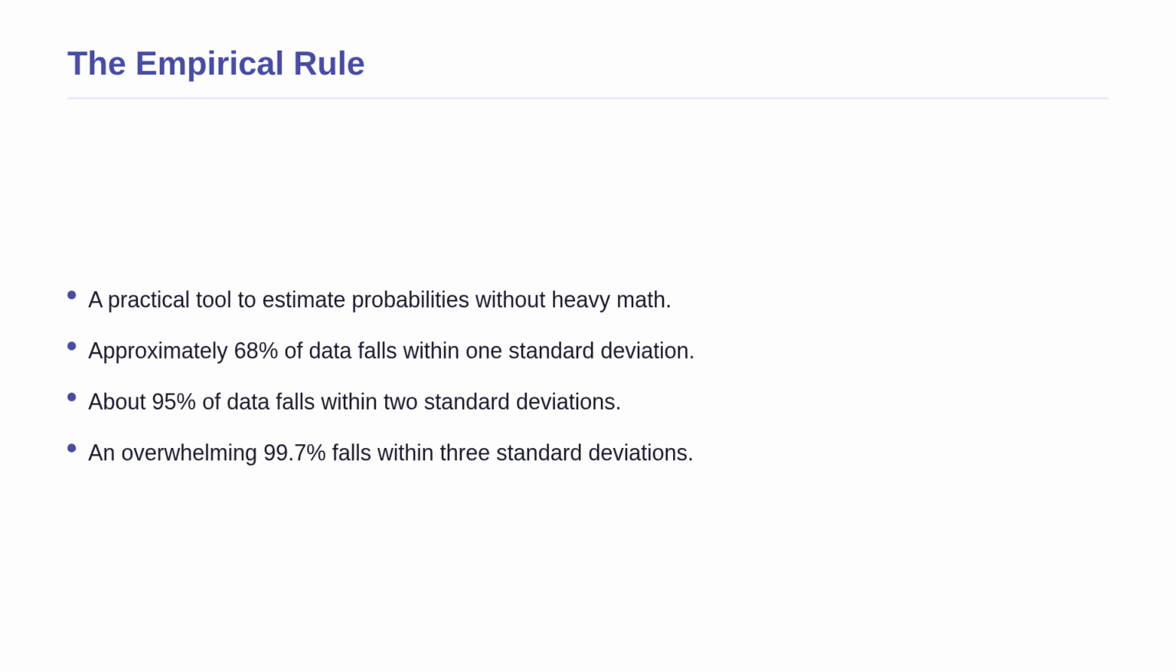It states that approximately 68% of all data points will fall within one standard deviation of the mean. If we step out to 2 standard deviations, we capture about 95% of the data. Finally, an overwhelming 99.7% of the data falls within 3 standard deviations, encompassing almost everything.